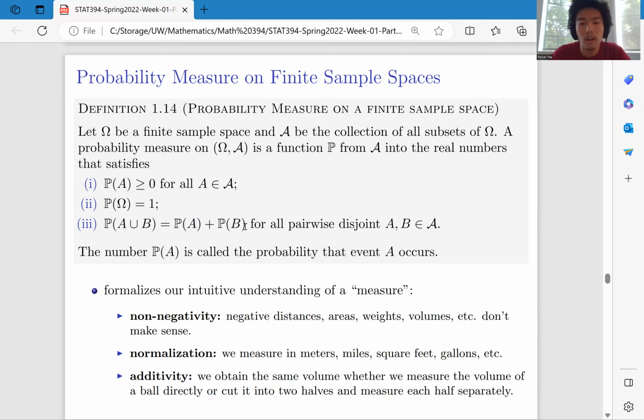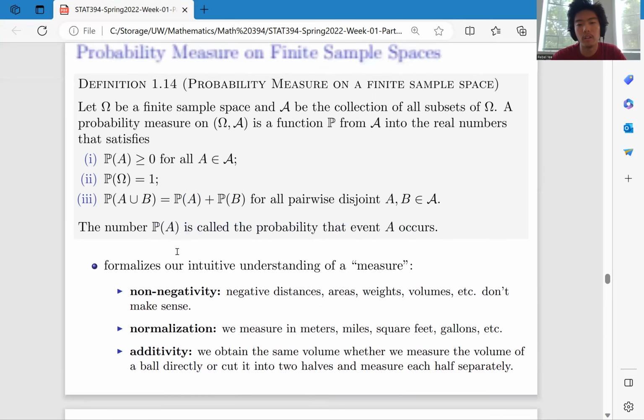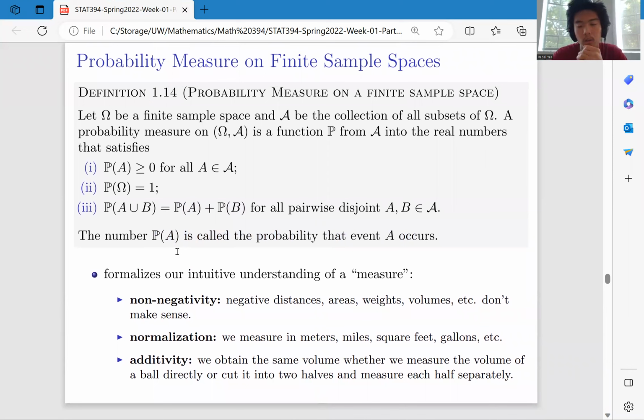Here the number P(A) is also called the probability that event A occurs. So this is how we read this notation. Why must these three properties be satisfied? What's the intuition for that? The first is non-negativity. Why must all probabilities be non-negative numbers?